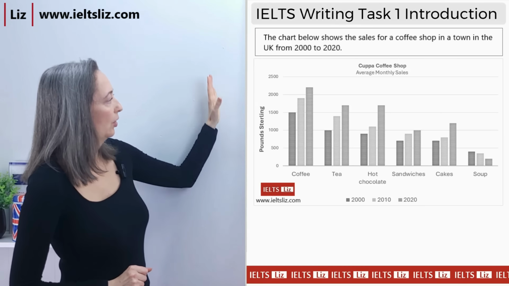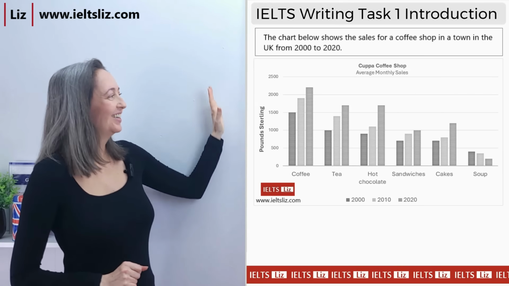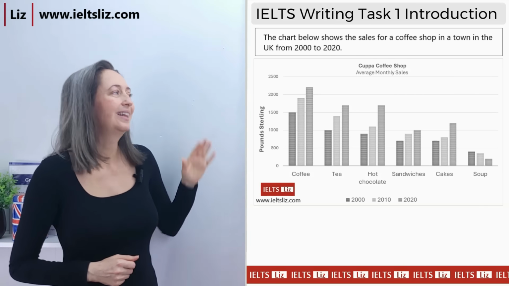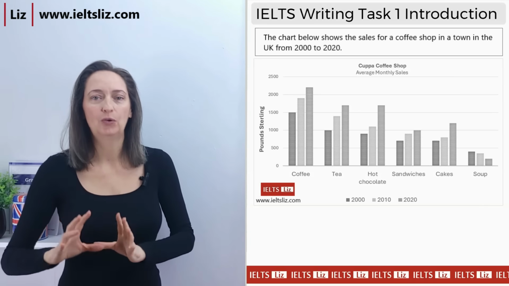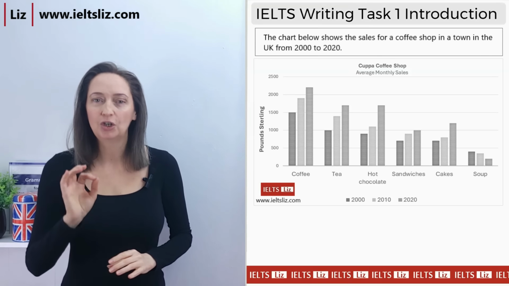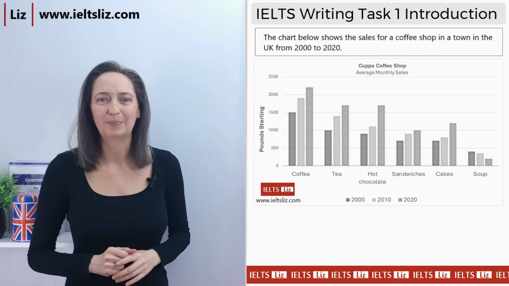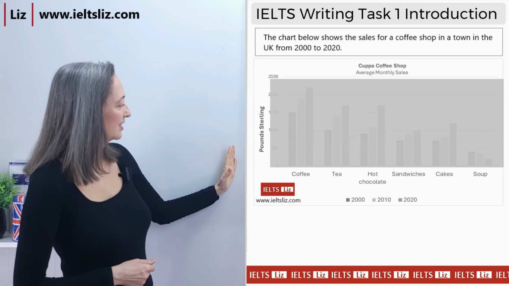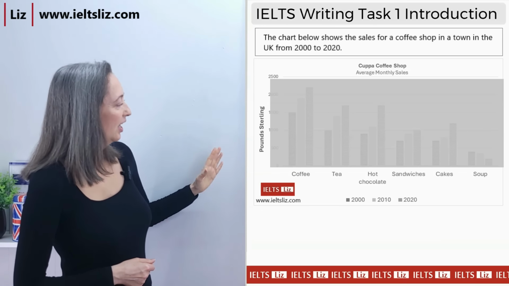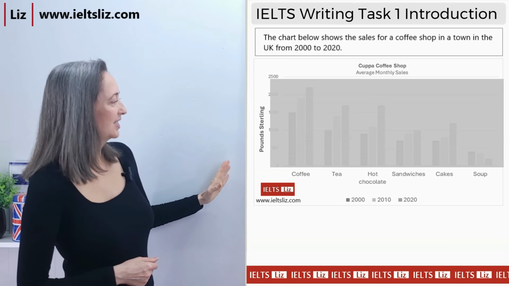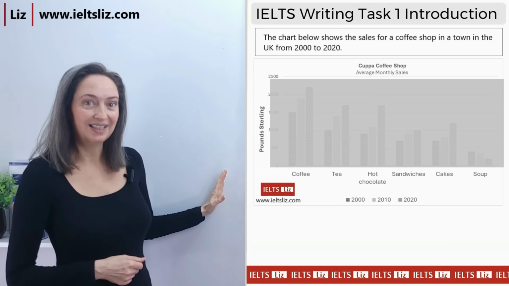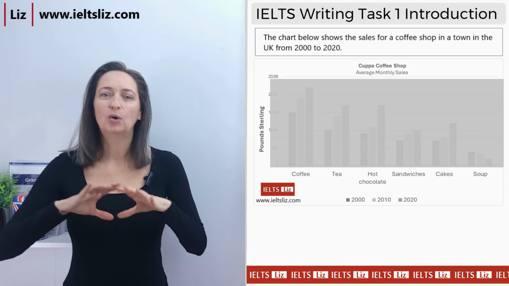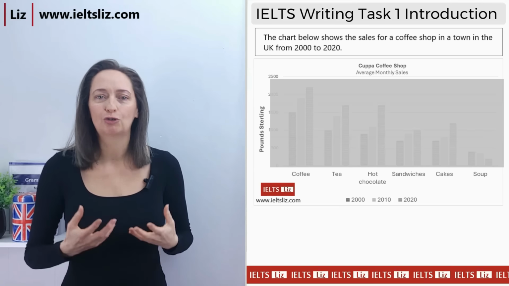Now, as you can see, there are columns, bars, and those columns and bars represent data. Now, all the features of those columns and the data all belong in the overview and body paragraphs, not in the introduction. So we can remove them. So what's left? We've got the description, we've got currency down the side, we've got 6 categories: coffee, tea, hot chocolate, sandwiches, cakes, and soup. We've also got years, and we've got a title which also contains information. And all of that needs to be introduced.